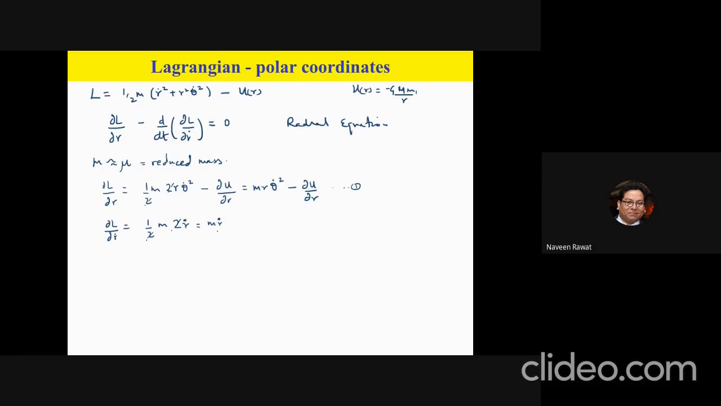Okay, so that is my partial derivative with respect to r dot, but the expression is d by dt of this partial derivative with respect to r dot. Okay, so I have to take the derivative of this term, which is mr dot. Okay, so m is constant, so I will get mr double dot. Okay, so now I have my two expressions, 1 and 2.